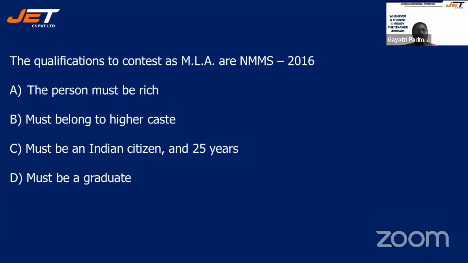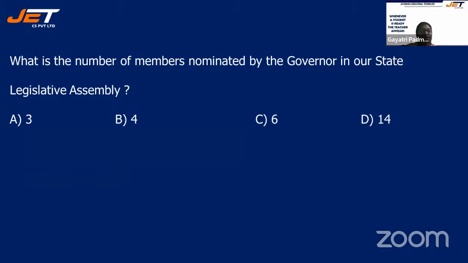The qualification to contest as MLA are dash. The person must be rich, must belong to a higher caste, must be an Indian citizen and over 35 years, must be a graduate. So option C must be the correct one, isn't it? The qualification to contest for MLA is that one must be an Indian citizen and 25 years. Okay. See the next question.